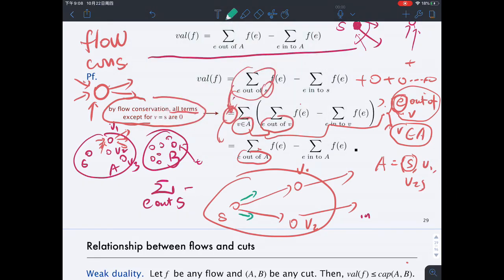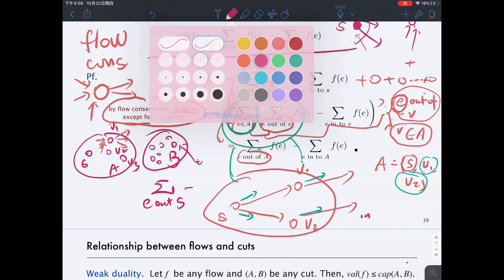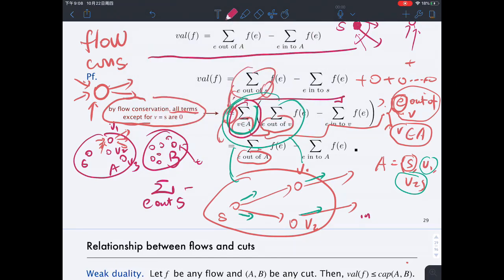And if I also count the V1, this would be the edge here. And I count V2, this will be the edge here. So these are all the things I'm summing up. These are all the 4 edges I'm summing up. So now if I look at the V out of A and the E inside V.